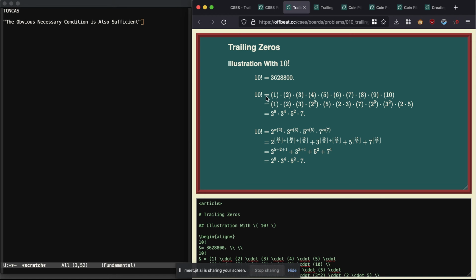We take a look at its factors. So how is 10 factorial made? It is made of these factors, 1 times 2 times 3 times 4 times and so on up to 10. Then we do a prime factorization of each of these numbers. 4 becomes 2 squared, 6 becomes 2 times 3, 8 becomes 2 cubed, 9 becomes 3 squared, 10 becomes 2 times 5. We have the prime factorization.